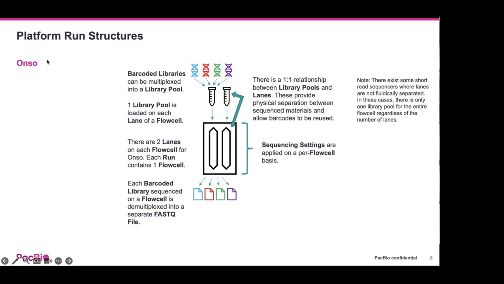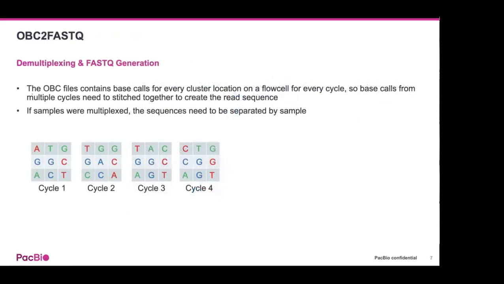All right, so that's ONSO. And so OBC to FASTQ is really the only software that we provide for ONSO at this time that the customer really needs to know about beyond the instrument control software. Like I said, this is the tool that is used to convert the raw base calls generated by ONSO, the OBC files, into usable FASTQ files.